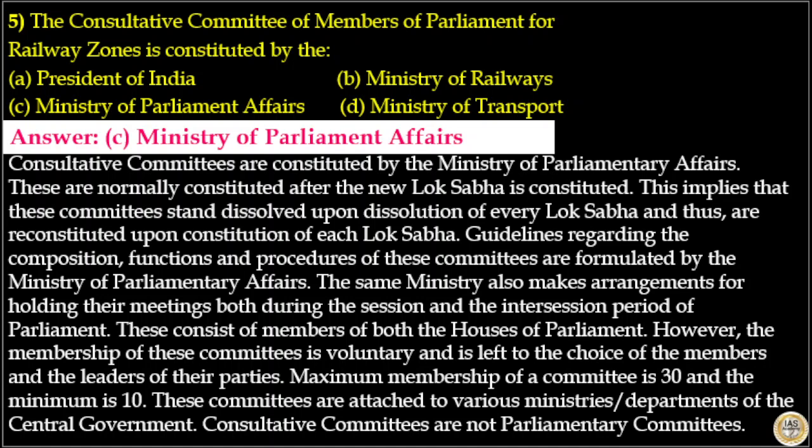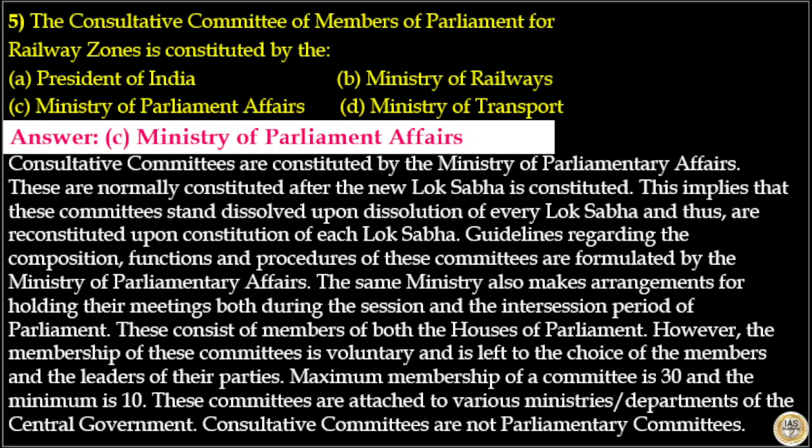This implies that these committees stand dissolved upon dissolution of every Lok Sabha and thus are reconstituted upon constitution of each Lok Sabha. Guidelines regarding the composition, functions and procedure of these committees are formulated by the Ministry of Parliamentary Affairs. The same ministry also makes arrangements for holding their meetings both during the session and the intersession period of Parliament. This consists of members of both the houses of Parliament.